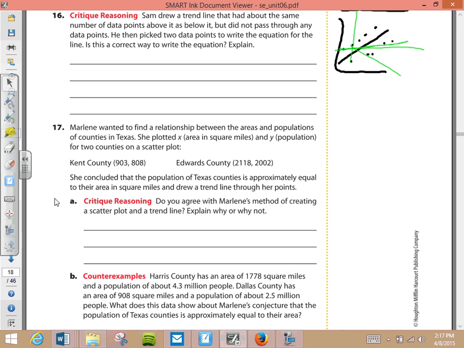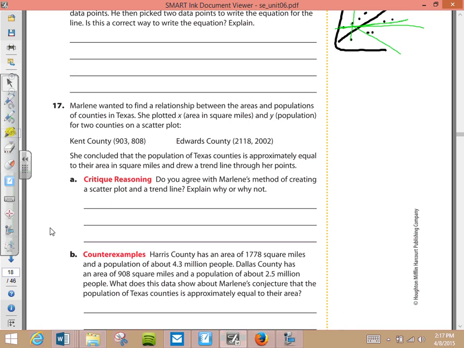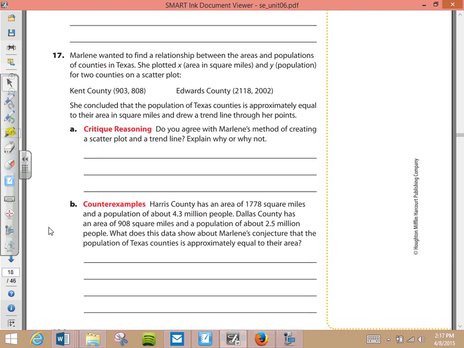This one was basically talking about whether you agree with her method or not. Well, she seems like she only collected 2 pieces of information. Can you make a prediction based on 2 points? You need more points. You cannot have just 2 because that could go in either direction. What about the other one? What do you get for that?